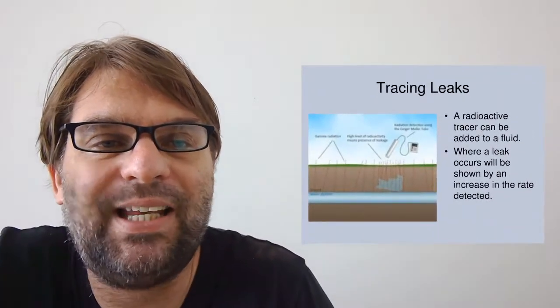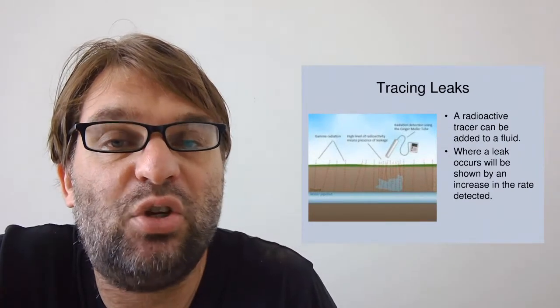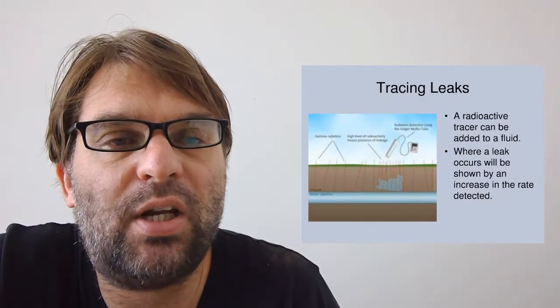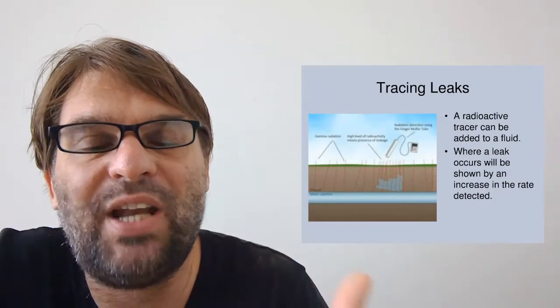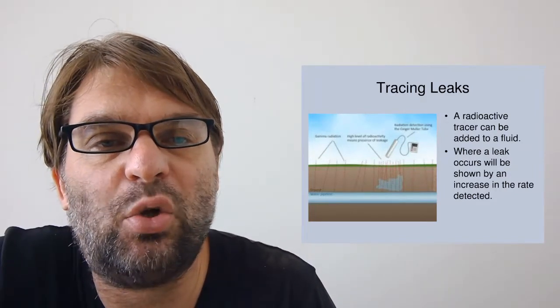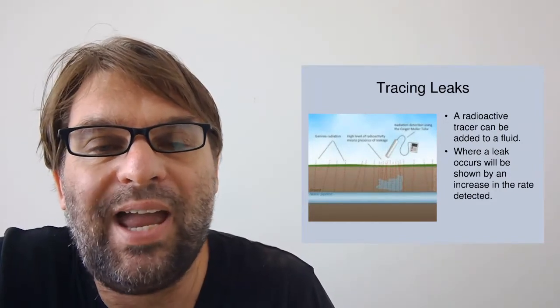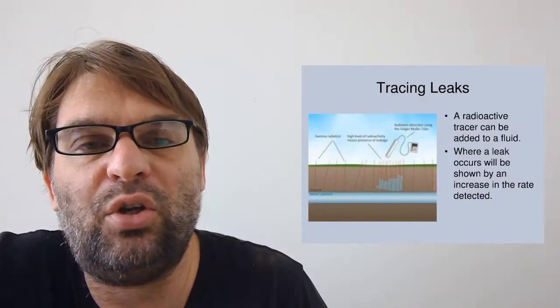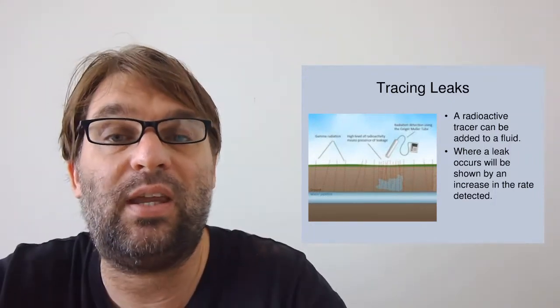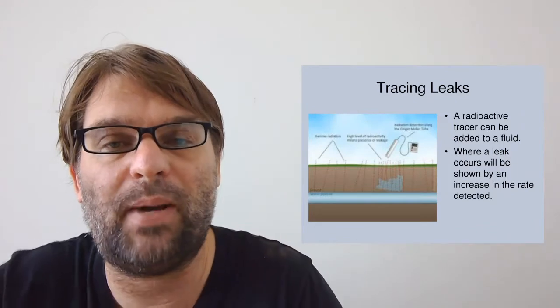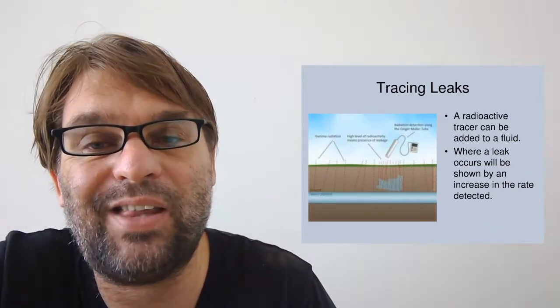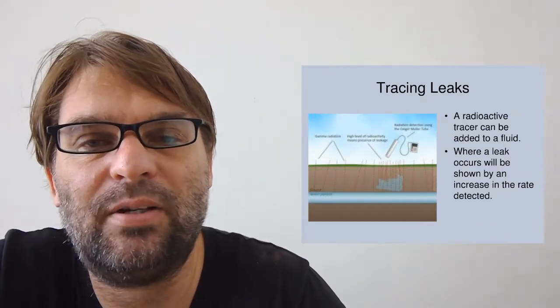And then we have tracing leaks. This uses beta particles essentially. You can add a radioisotope which emits beta particles to a fluid, and when a leak comes along, you can detect where the leak is, because that's where the concentration of beta particles will be the largest.